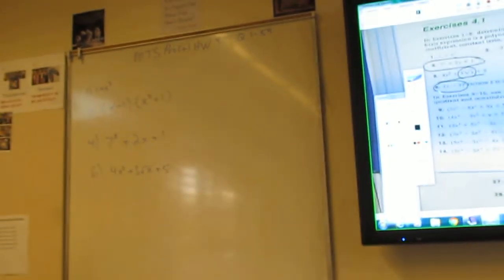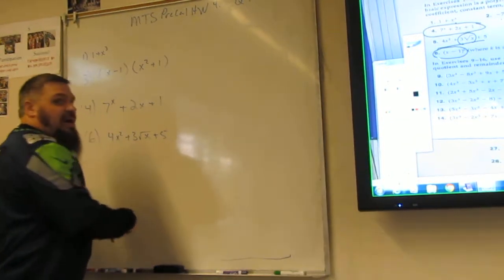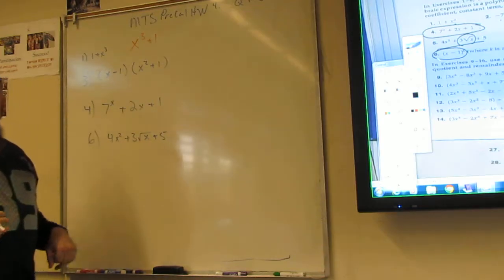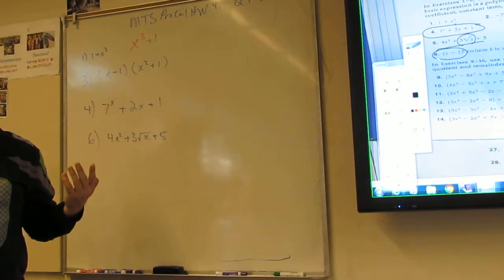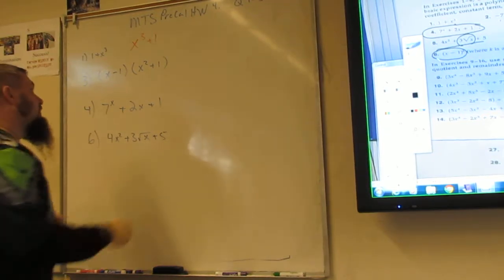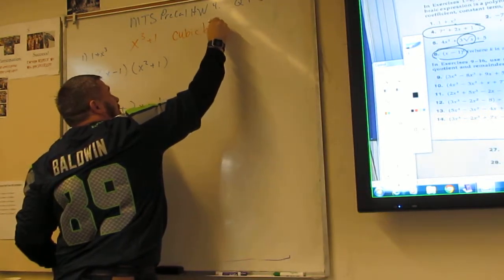Pull it back a little bit. There we go. All right, so this I can rewrite, right? This is x cubed plus 1. So that would be a what? Binomial. What type? Cubic. Very good. So this would be a cubic binomial.